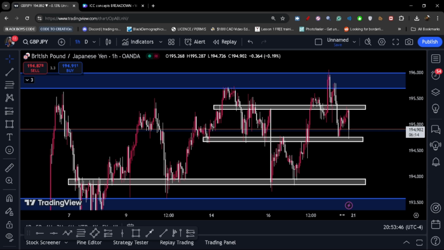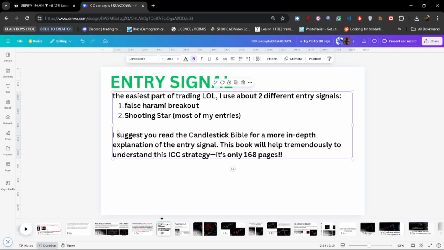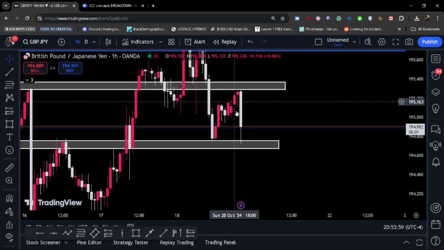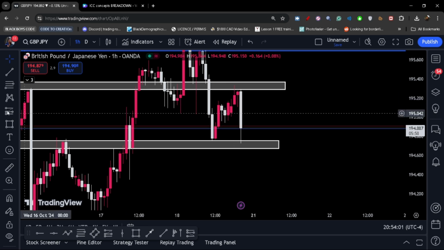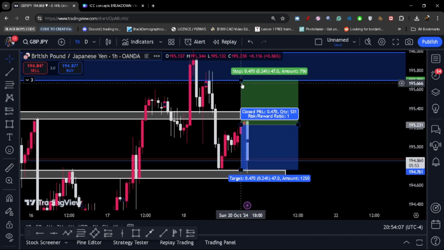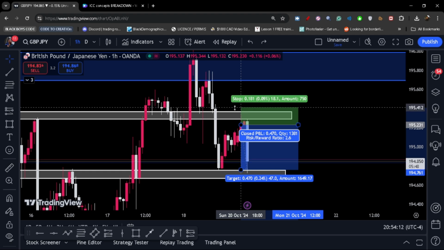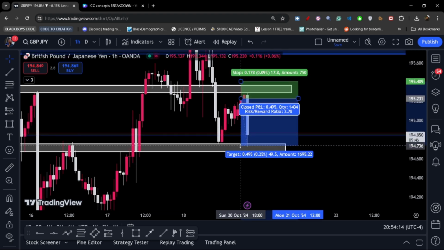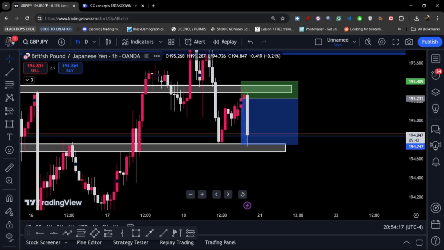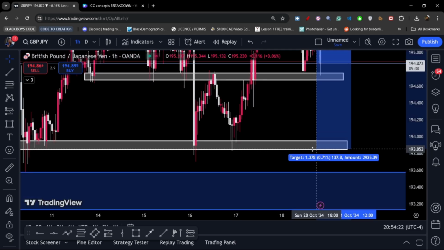Then my trade came from this specific entry right here. In my ebook, I tell you my entry signal comes in 2 types: either the false harami breakout or the shooting star pattern. In this case, price gave us this shooting star entry, and I took a beautiful trade. My TP was somewhere around here, and price hit it. We're going to look to go down to the downside, maybe somewhere around here, but we'll see how price reacts.